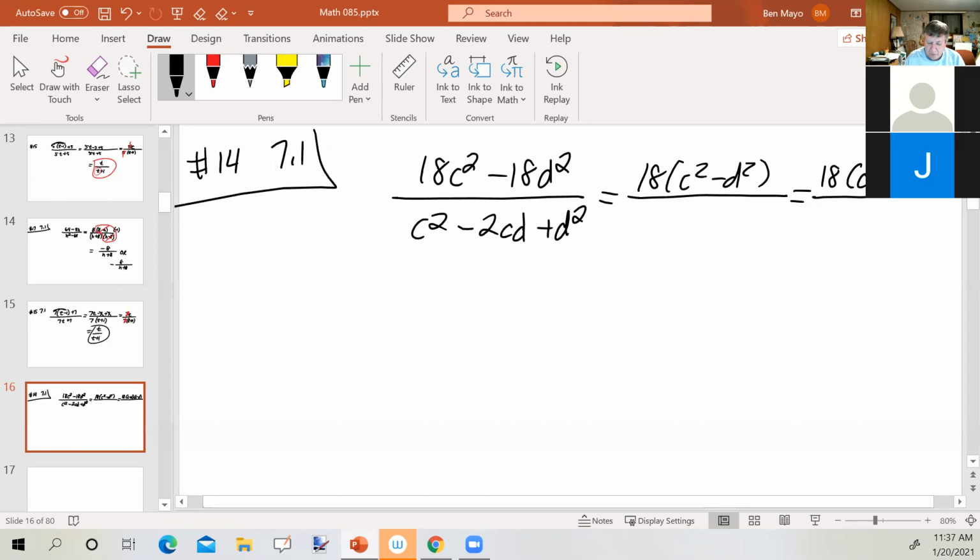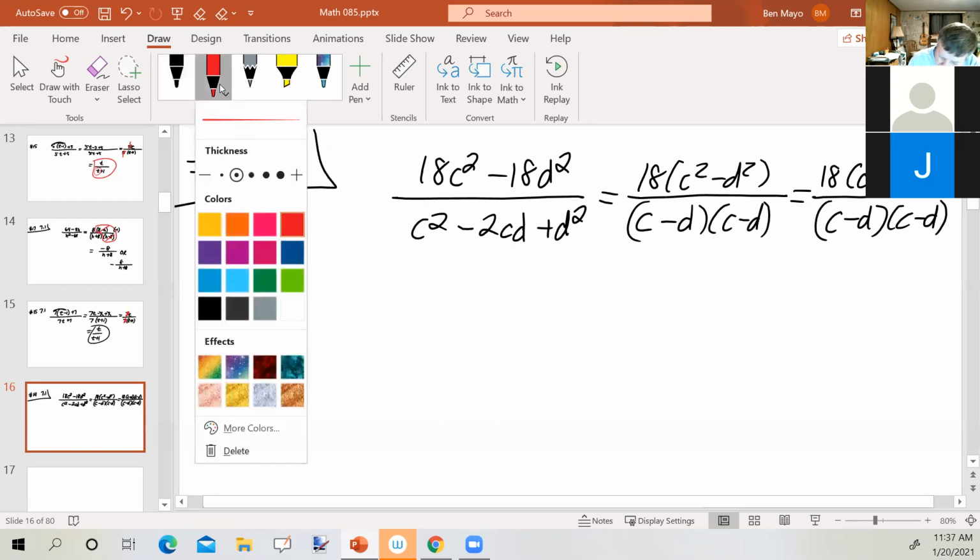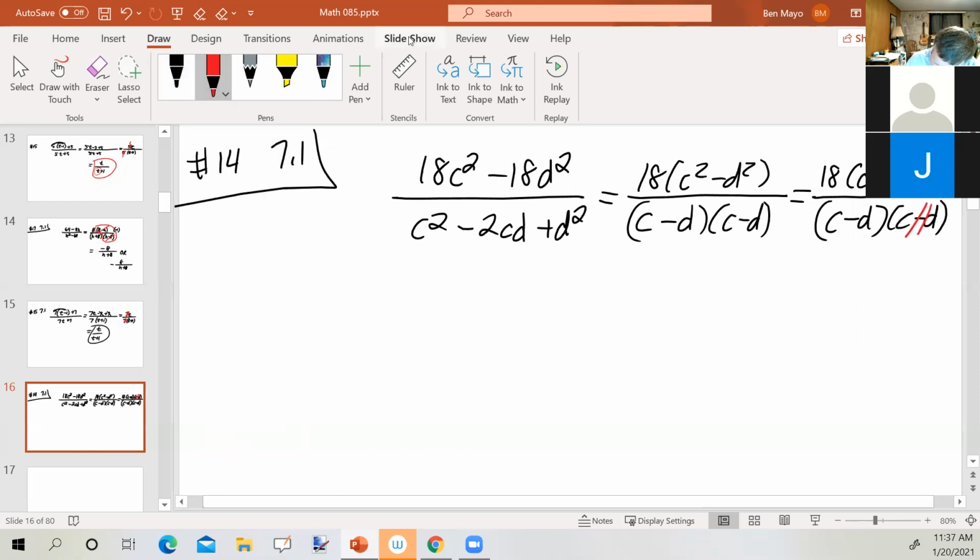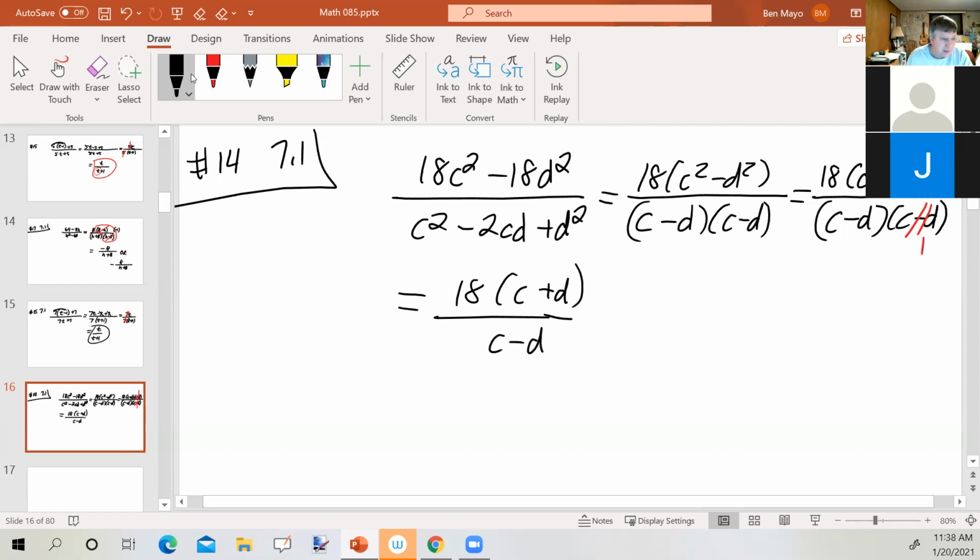Okay. In the denominator, we're going to get c minus d times c minus d. That is a perfect square trinomial. So bringing those over here, we can now reduce out a common factor of c minus d, which leaves us with 18 times c plus d over c minus d.